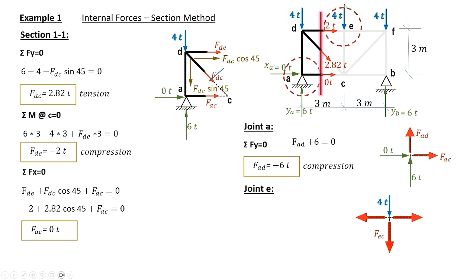And we take the last joint E here, extracted outside with the 4 tons and the internal forces in the 3 members connected to joint E. We are really concerned with the vertical force EC, as ED, the horizontal force, is previously computed. Therefore, we take sigma forces in the y direction equal to 0, and we get the force in CE or EC equals minus 4 tons compression force.